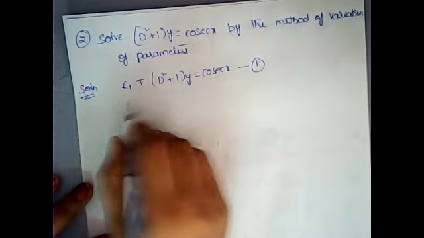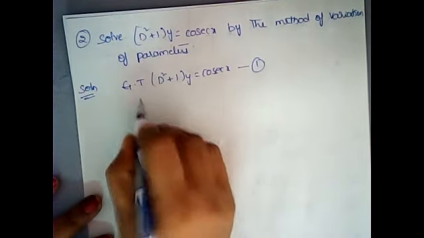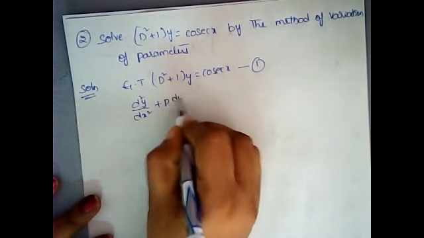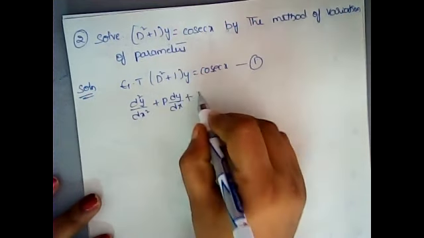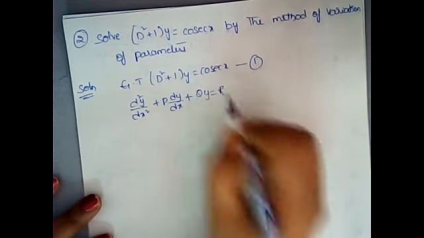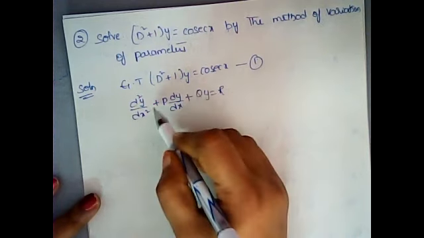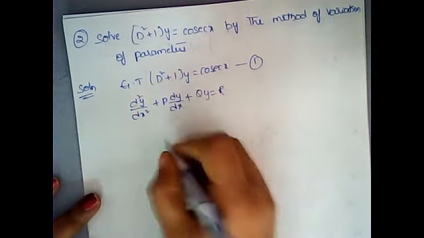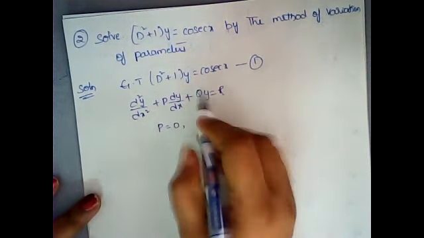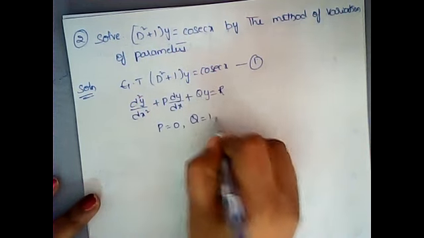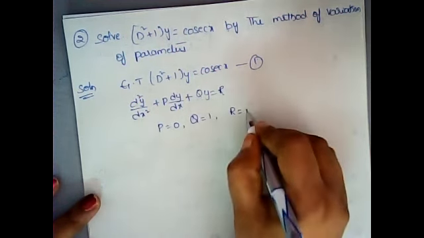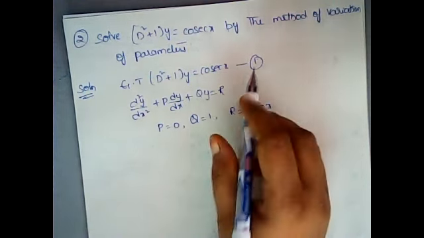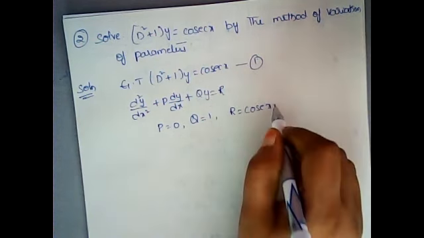Now first equate it to the standard form here. What is the standard form here? D square y by dx square plus P into dy by dx plus Qy is equal to R. Now equate the terms here. So what is P here? Since the dy by dx term is not there, P will be equal to 0 here, and Q will be equal to 1 here, and R will be, what is the R it was given to us, which is cosecant x here. So by equating standard form and equation 1, we got the values of P, Q and R here.